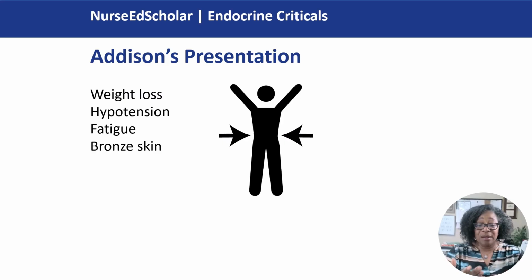They may have menstrual changes, impotence, maybe even some gastrointestinal issues. And you're like, why? Because the body is depleted. They do not have cortisol.